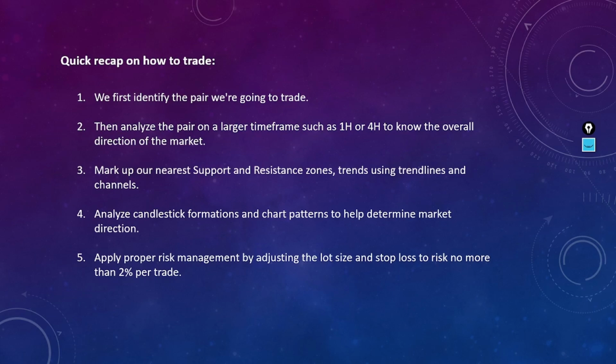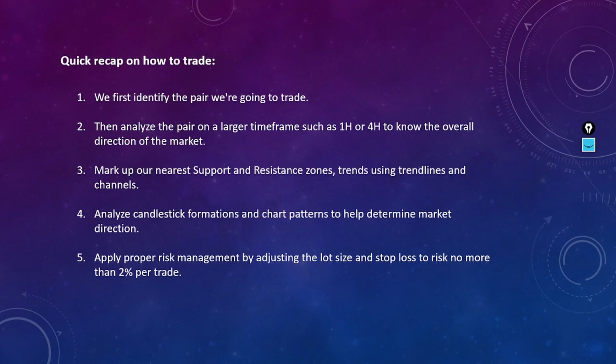So, a quick recap on how to trade. We first identify the pair we're going to trade. Then we analyze the pair on a larger time frame, such as 1 hour or 4 hour, to know the overall direction of the market. We mark up the nearest support and resistance zones, and trends using trend lines and channels. We analyze candlestick formations and chart patterns to determine market direction.